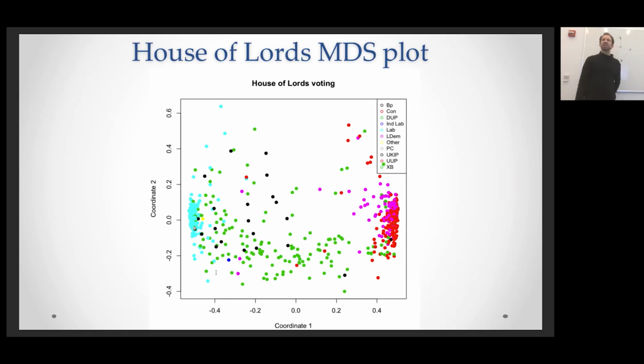And then the other fun thing here is the green dots, XB, those are the crossbenchers. Those are MPs who will sit with either party. That's why they're called crossbenchers. And sure enough, they vote all over the place. So this gives a very different picture based on the distance between voting patterns. And what might be going on here.